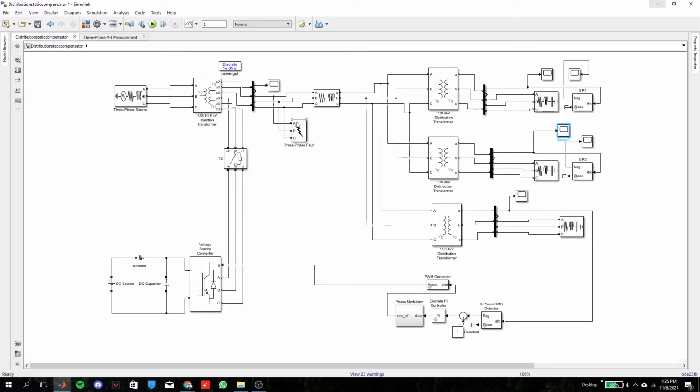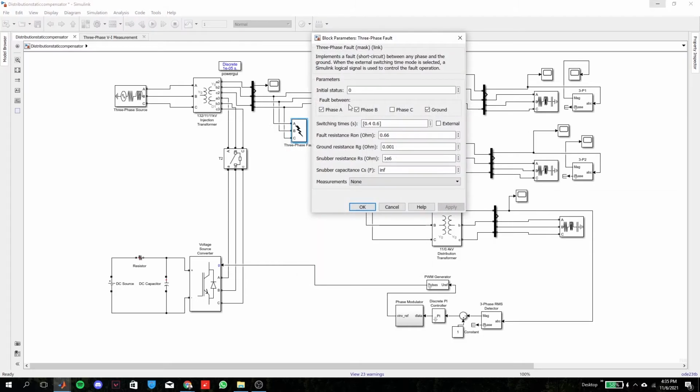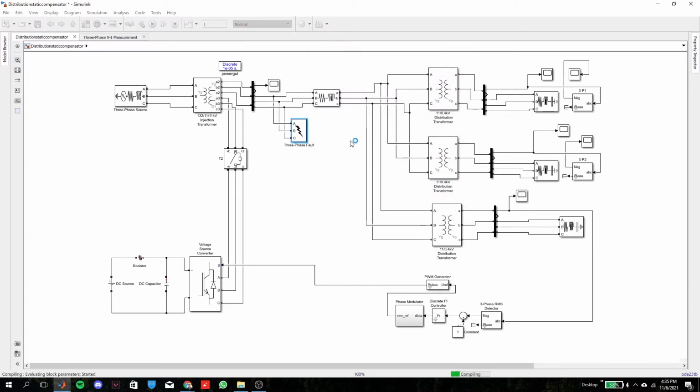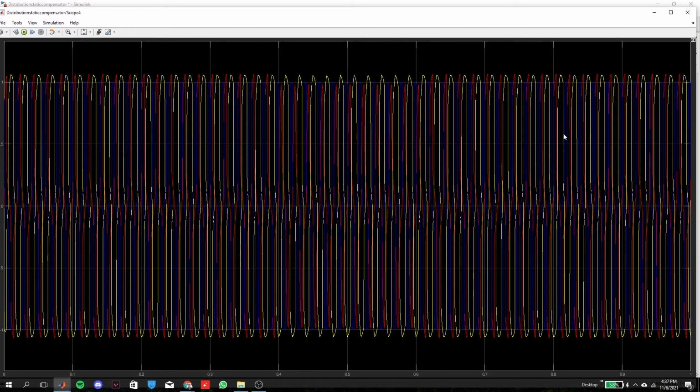Finally, I run the third case, which is single line to ground fault, and phase A has been chosen to have the fault. From the scope, it can be seen that D-STATCOM is able to reduce the magnitude of voltage sag, perfectly close to the nominal voltage, when the single line to ground fault occurs.